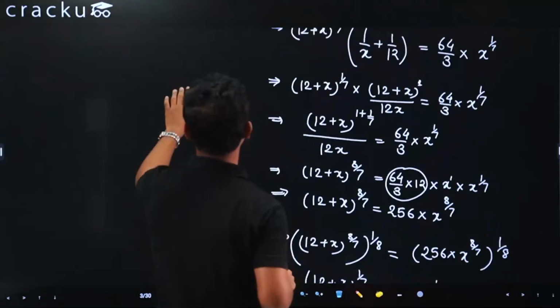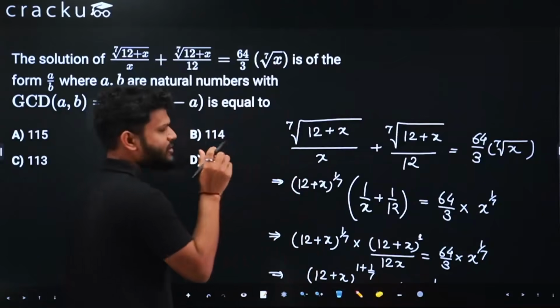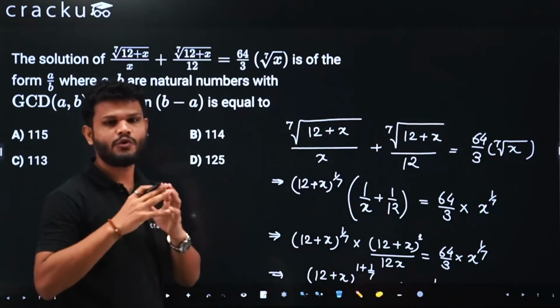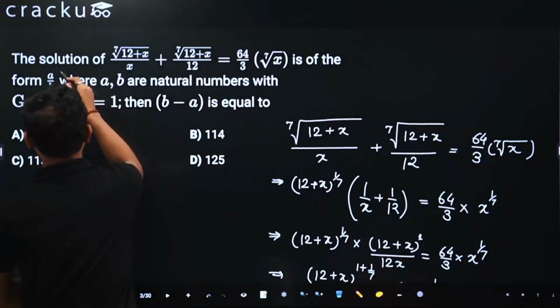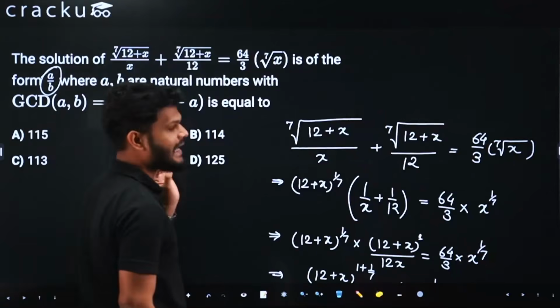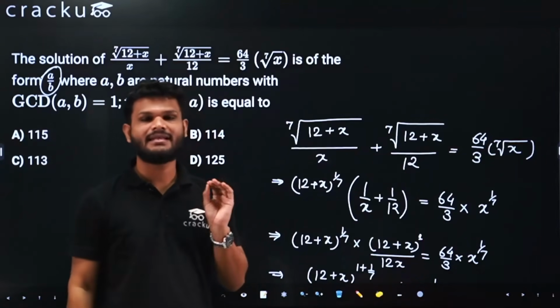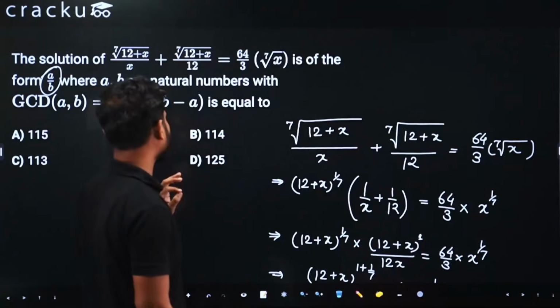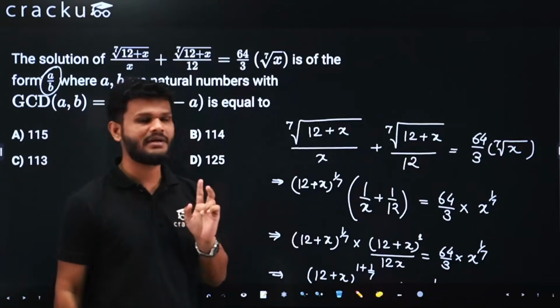Now what is given? We have given this solution, the solution which you got, 12 upon 127, is in the form of a by b, where a and b are natural numbers and the GCD of a and b is 1, that there is no other common factor other than 1 between these two.